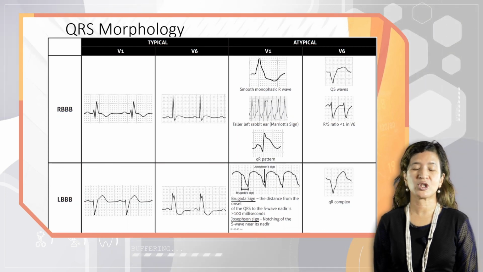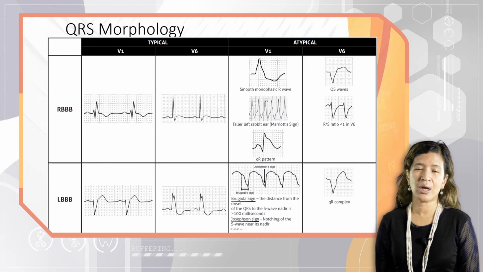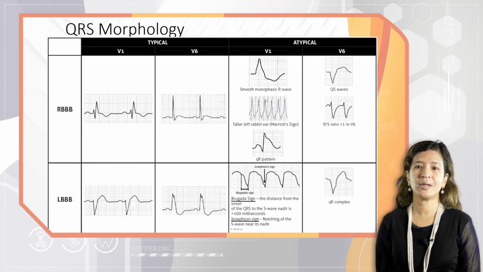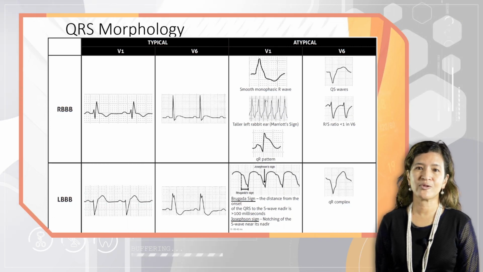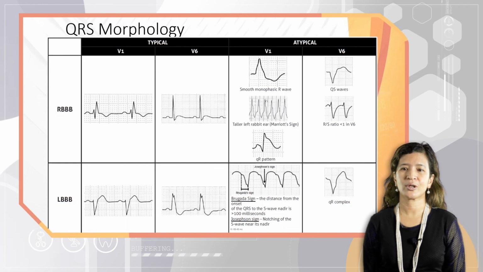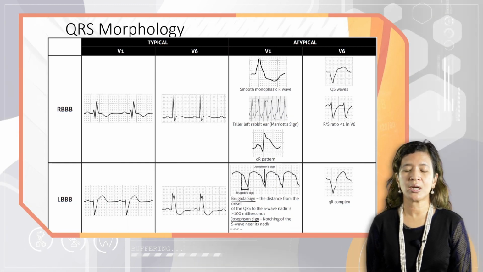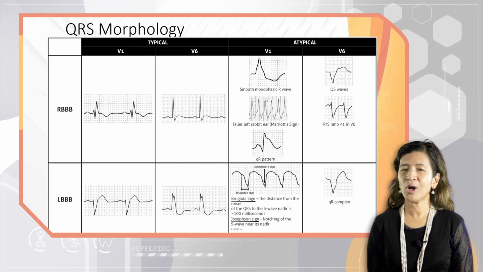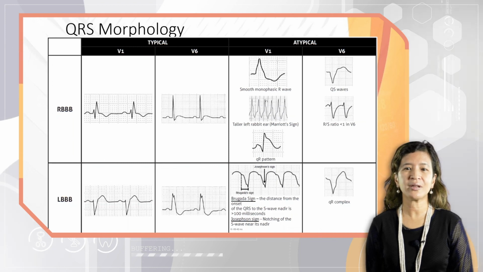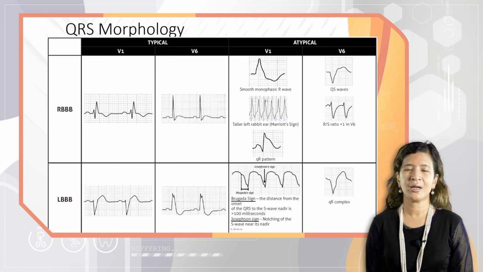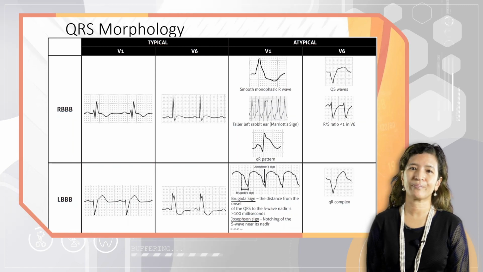Now for left bundle branch block, you have widening of the QRS with a mid-intrinsicoid deflection and ST-T waves opposite to the direction of the QRSs. So in atypical morphology, you will have all others, whether it be a QR, an RS, anything that does not look like typical, is called atypical and is consistent with ventricular tachycardia.